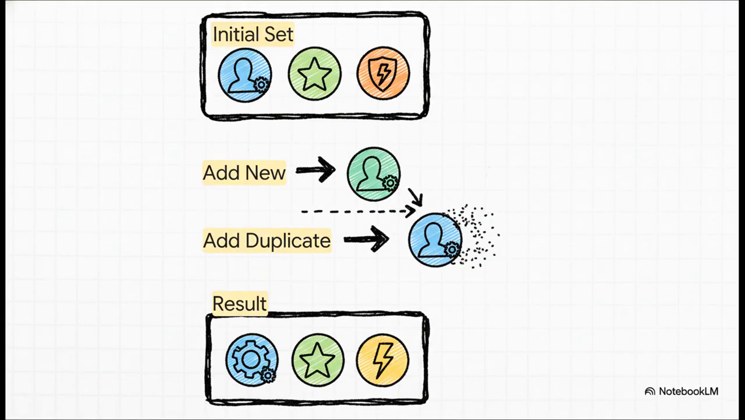We kick things off with a set of user IDs, 101, 102, and 103. First, we use .add to pop in a new one, 104. No problem. But then, look what happens when we try to add 101 again. Does it throw an error? Nope, the set just ignores it because it's already there. The final result is a clean set with no duplicates. It does all the hard work for you.